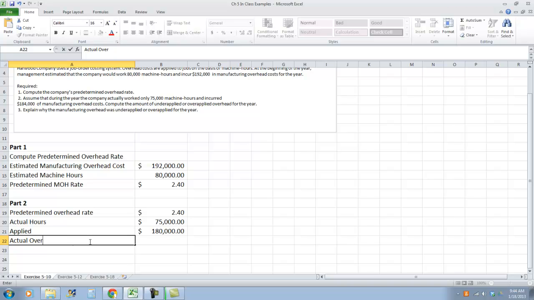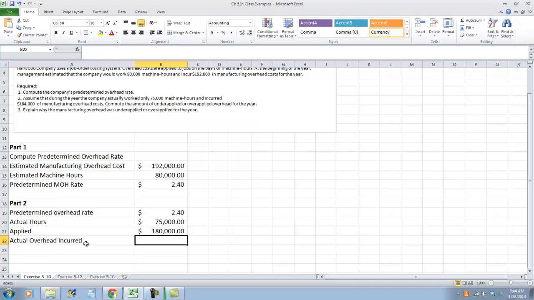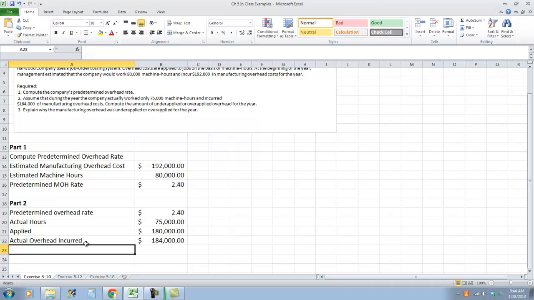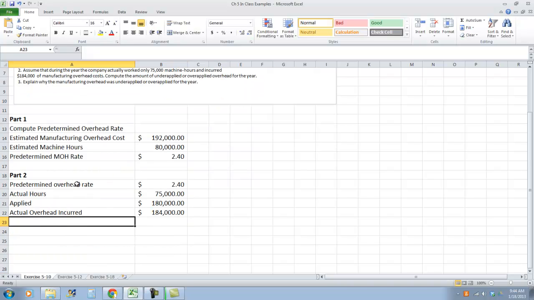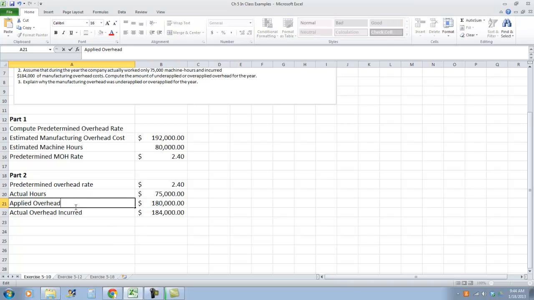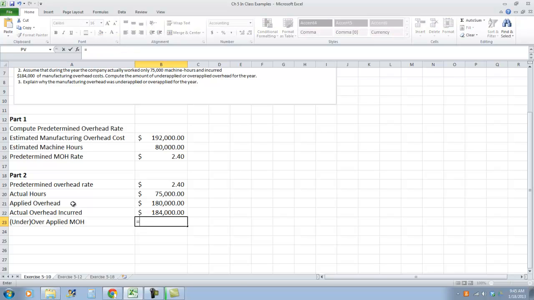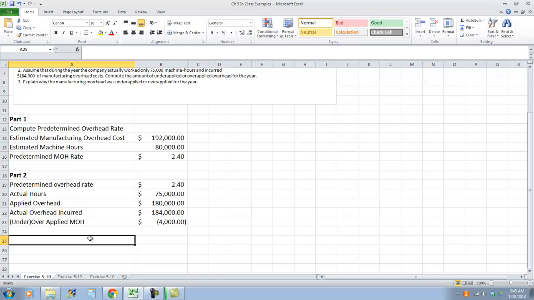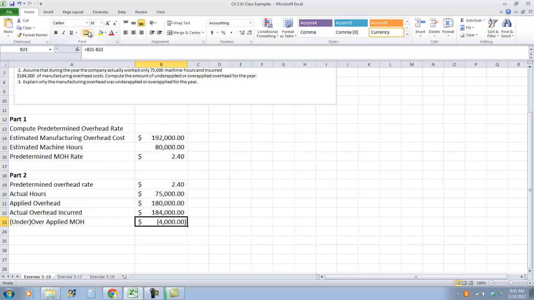Now we take the actual overhead incurred. So they told us we actually incurred 184,000, but we only applied 180,000. Label this applied overhead. So underapplied or overapplied manufacturing overhead: we take the applied and we subtract the actual, and so we have underapplied overhead of $4,000.